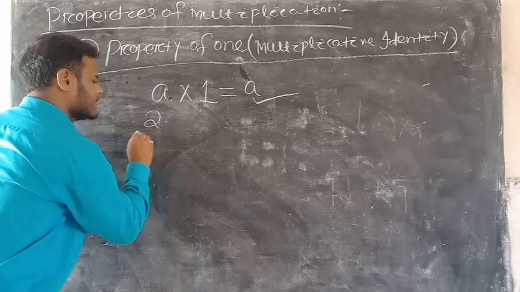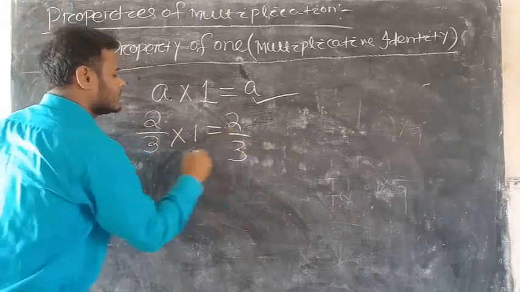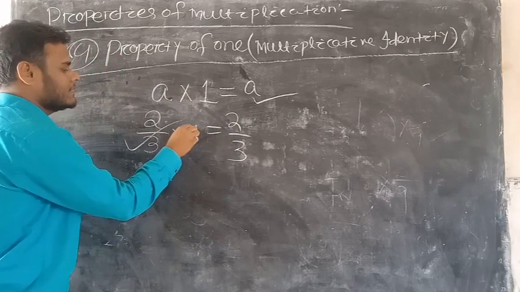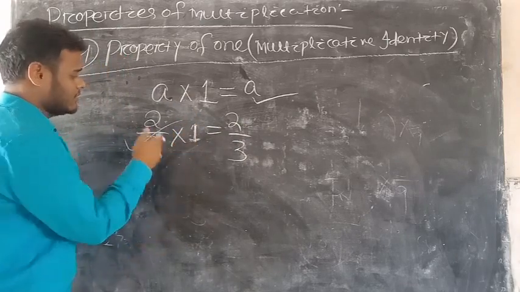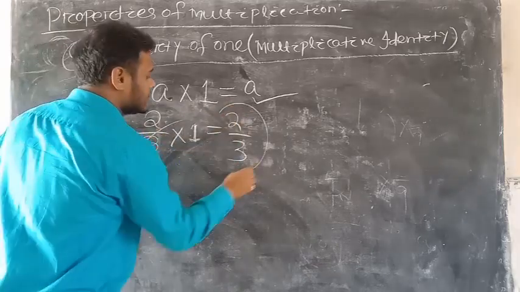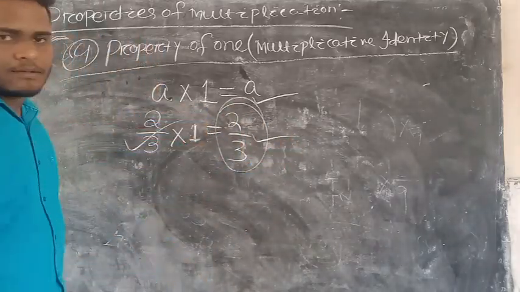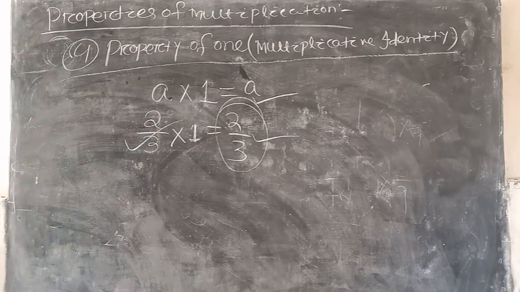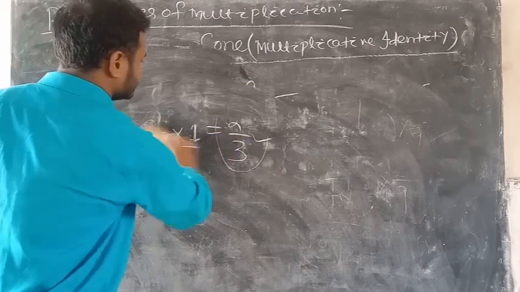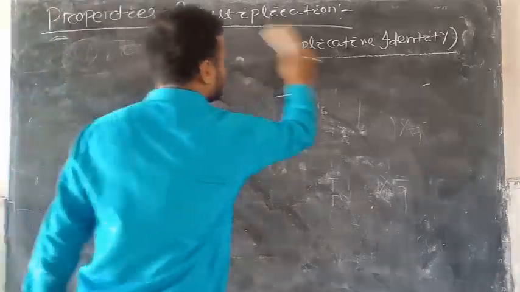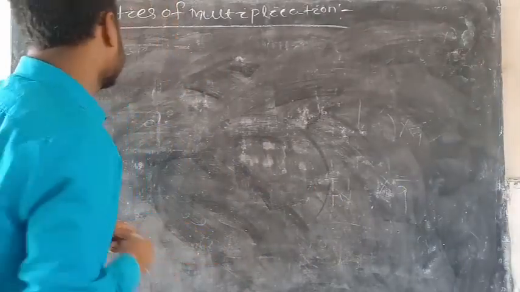So I am taking an example, 2 by 3 into 1 equal to 2 by 3. So this is a rational number. Sorry, I am multiplying 1 with the rational number. I am getting the same rational number here. This is the property of 1. Now the final and the last property, that is reciprocal of a rational number.